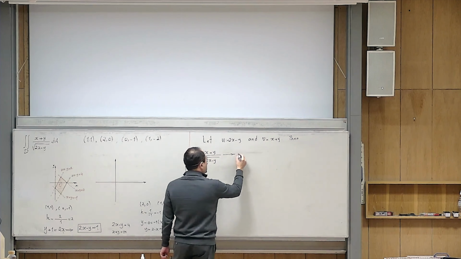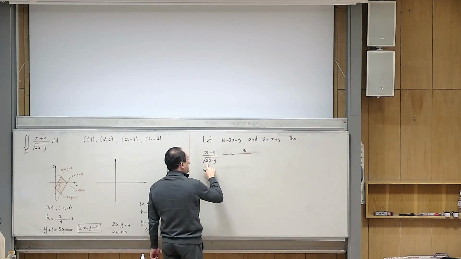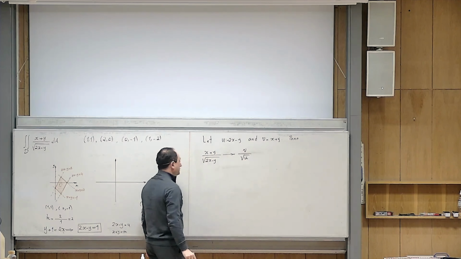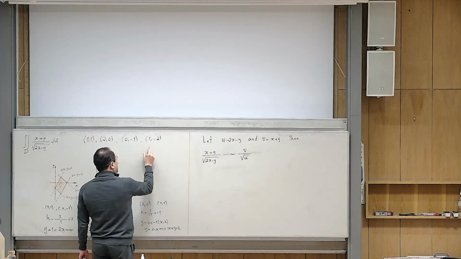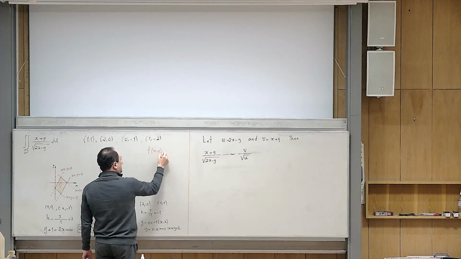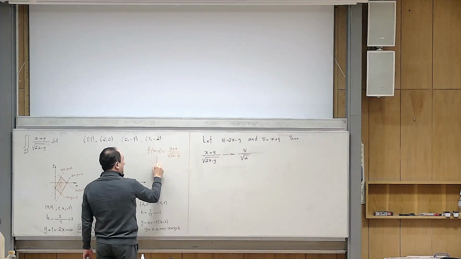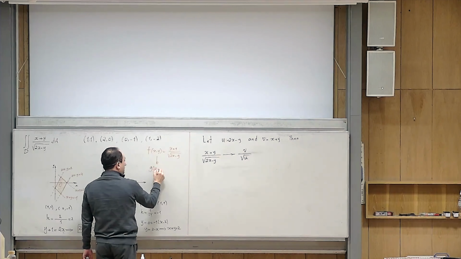So this becomes the function. Instead of x plus y, you can put v, and instead of 2x minus y, I can put u, so this becomes square root of u. So let me just tell you, if you want to name this function f of x and y, for example, x plus y over square root of 2x minus y. By this substitution, I changed my function to totally new function because the functional form is different.